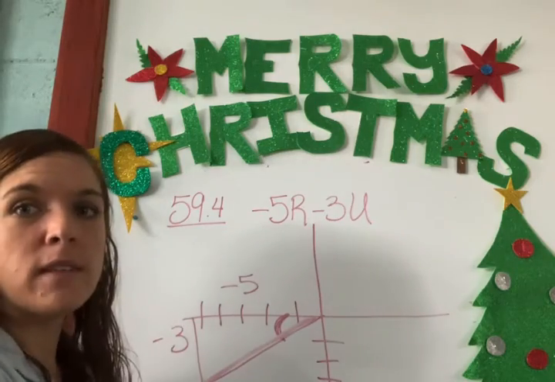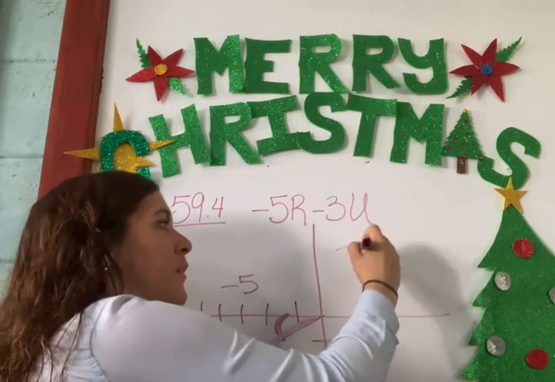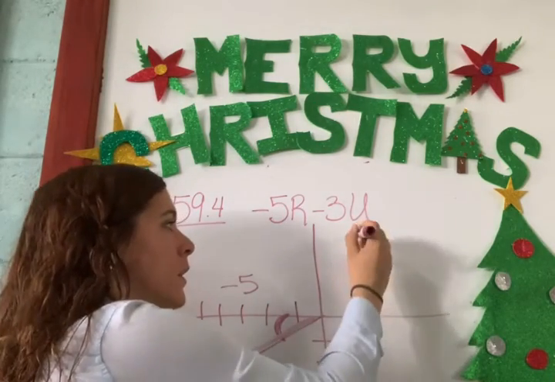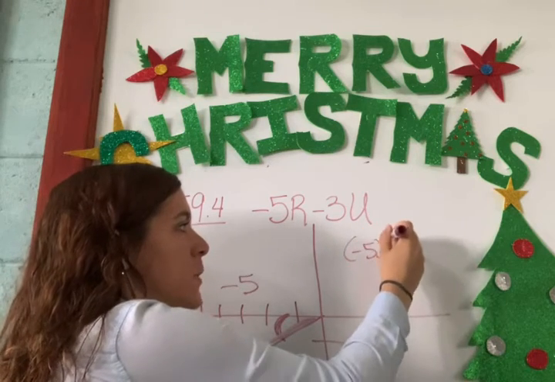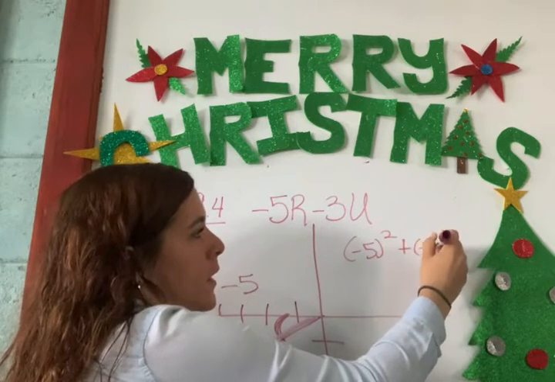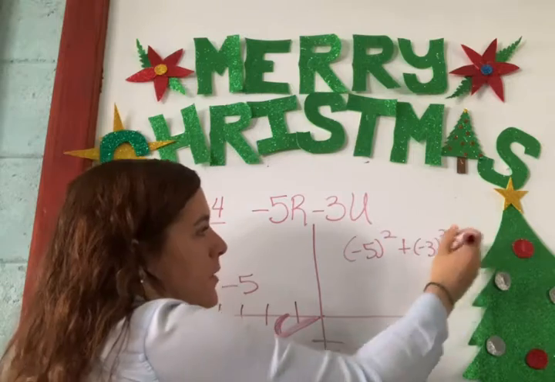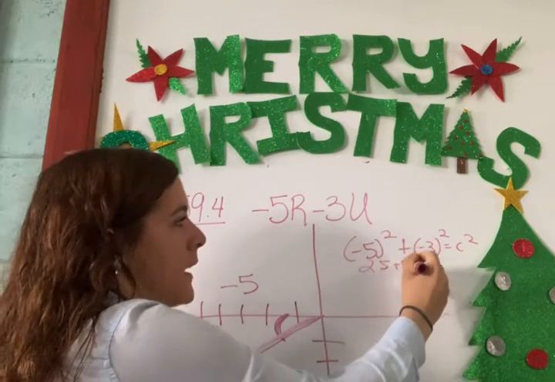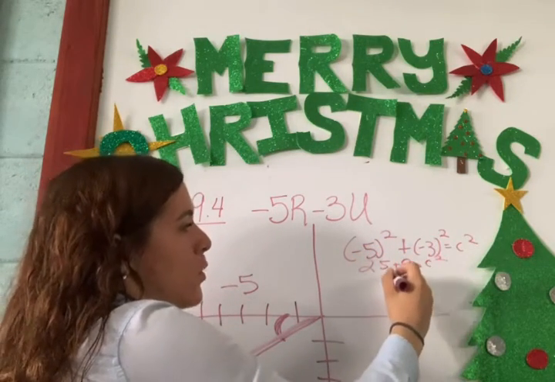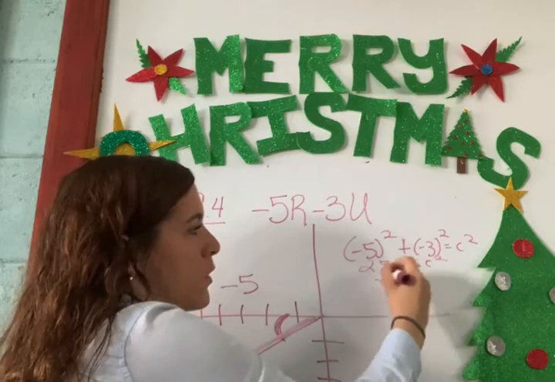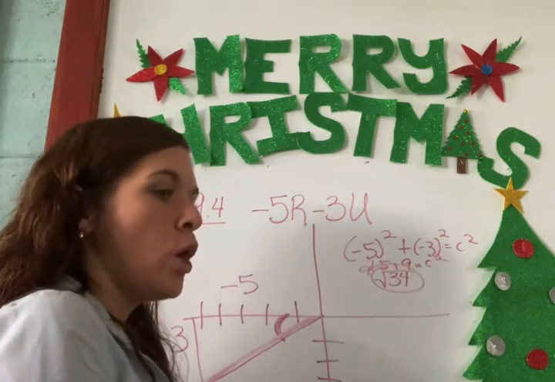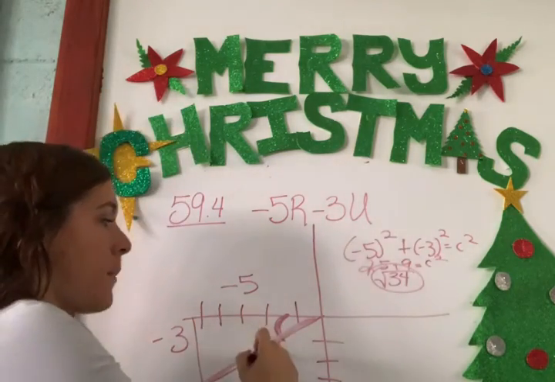The hypotenuse is gonna be the easy part. Negative 5 squared, because a squared plus b squared equals c squared, right? Negative 3 squared equals c squared, so it's gonna be 25 plus 9 equals c squared, which will be 34. Square root 34 is gonna be your hypotenuse.